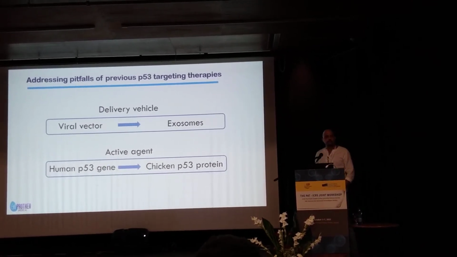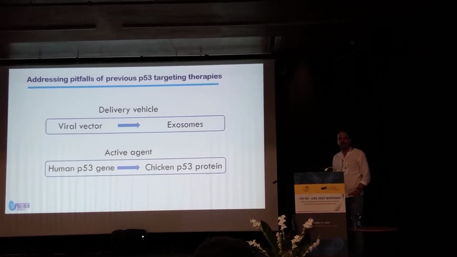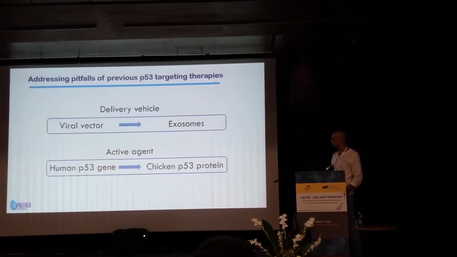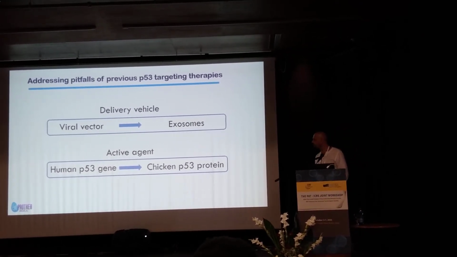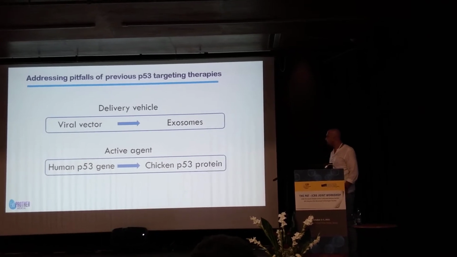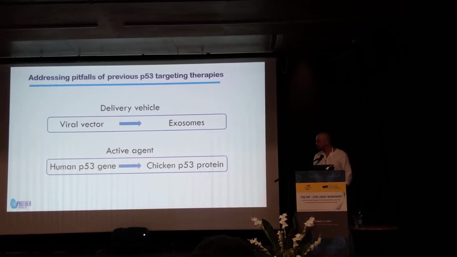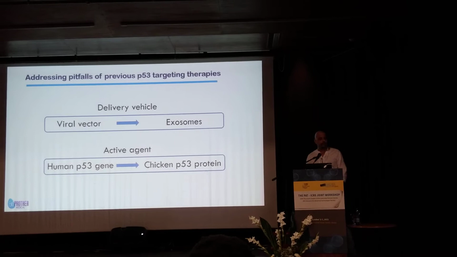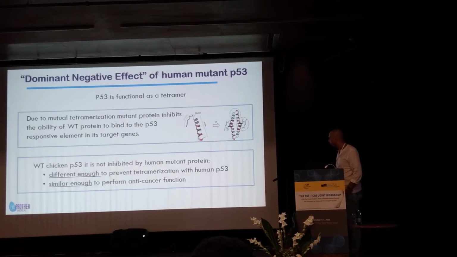We are addressing previous pitfalls of P53 therapeutics. Instead of viral vectors, we use exosomes. Instead of human P53 gene, we use chicken P53 protein, and I will explain why.